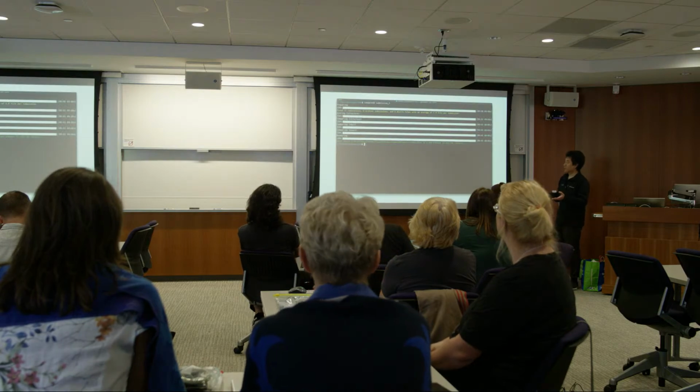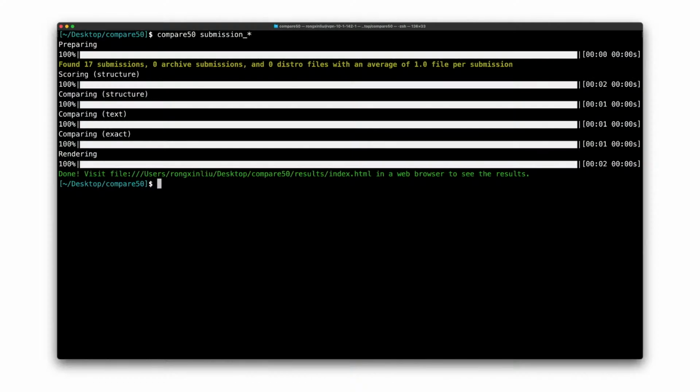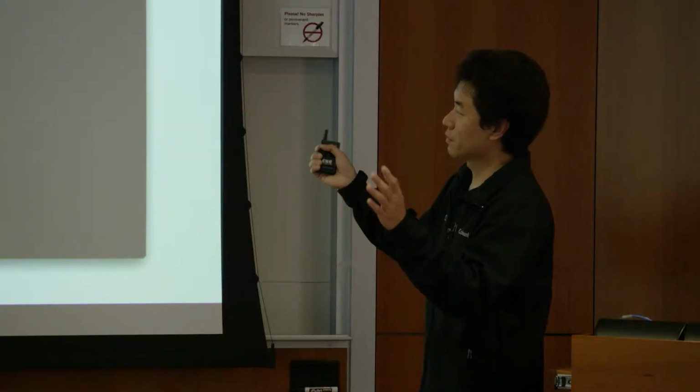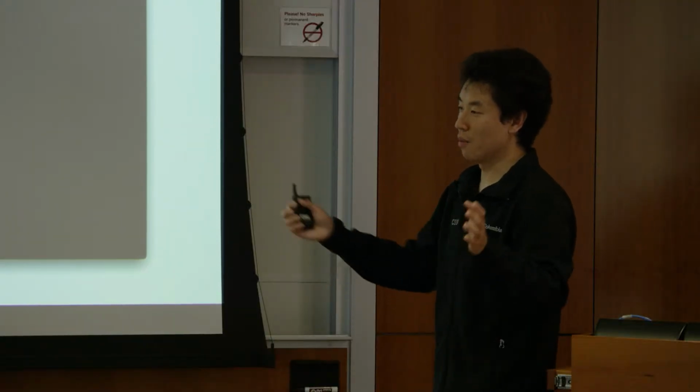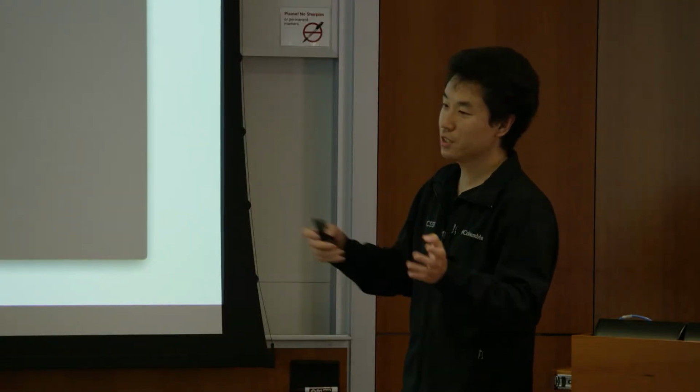So it's a command line tool. You will run a command. Let's say you have a folder containing all students' submissions, and within that folder, you run compare50 star. Basically it means I want to run Compare 50 on all the submissions, and it will run the cross comparison algorithm to compare all the documents with each other.